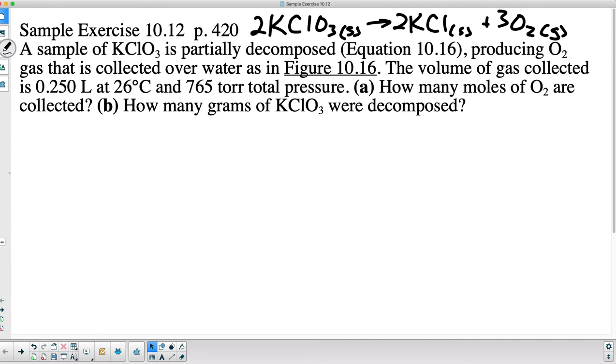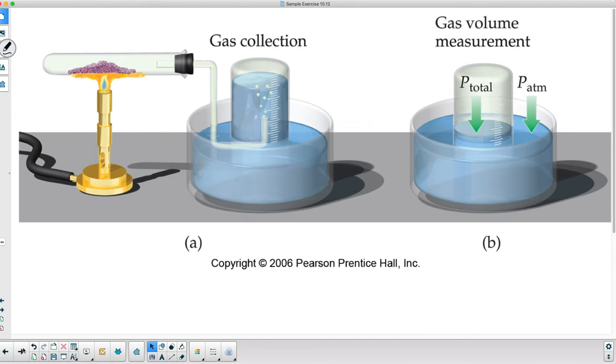Or just B. This says the volume of gas collected over water, as in figure 10.16, that would be this figure right here. We have KClO3 right here being heated. Oxygen gas is given off. It goes through the tube, and then this is how it gets collected. So this beaker was flipped upside down with water in it so that there is no other gas other than O2 collecting at the top here.